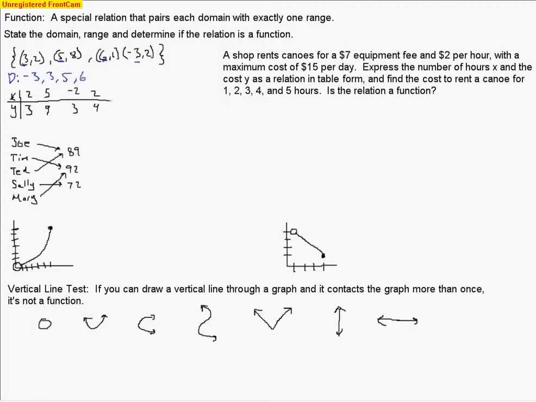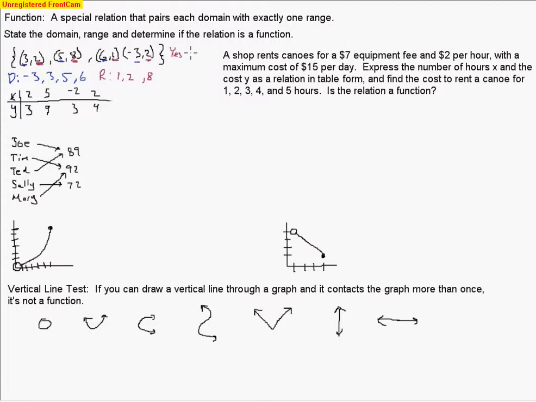So the range values are the ones that are paired with those. And so here they're the y components, the 2, the 8, the 1, and the 2. Since we've got 2 repeating, we just need to write it one time. So 1, 2, and 8 is fine. So those are the domains, the ranges. Now they're saying, is it a function? And the reason is yes, it is a function.